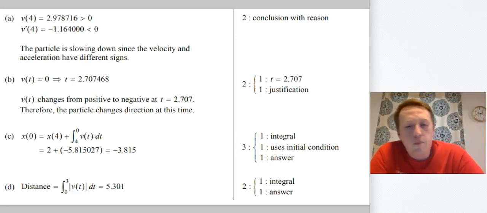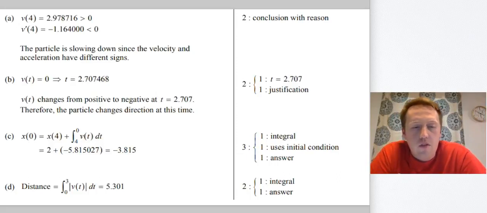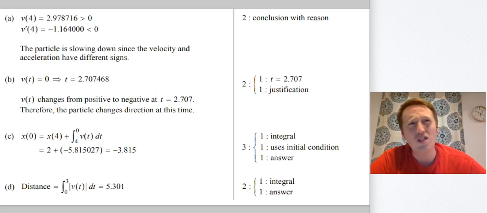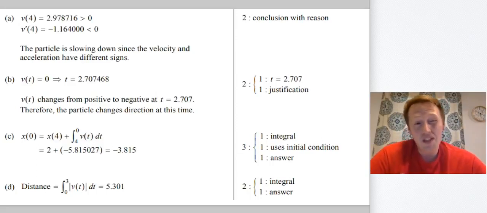Part C, a point for the integral, a point for remembering the initial position, and a point for the answer. Easy. And then part D, a point for the integral, a point for the answer. So you have to write down what goes in your calculator on here. Okay, that honestly wraps it up for particle motion. Yes, there are some harder questions out there, but I really think that this is pretty representative.